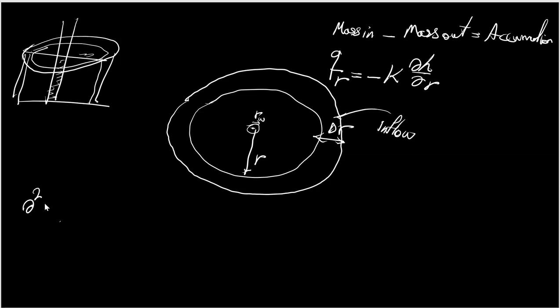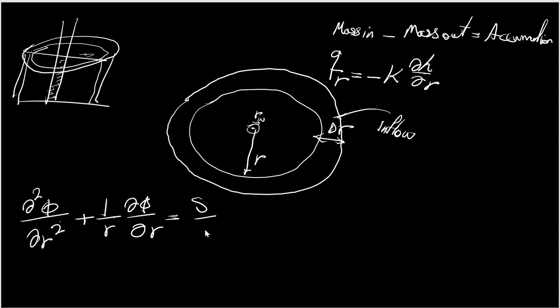So let me write just the governing equation here. The governing equation would look like this: the second derivative of h with respect to r plus 1 over r partial h partial r equals S over T, where T is transmissivity, partial h partial t. Okay, and T is actually K times B.